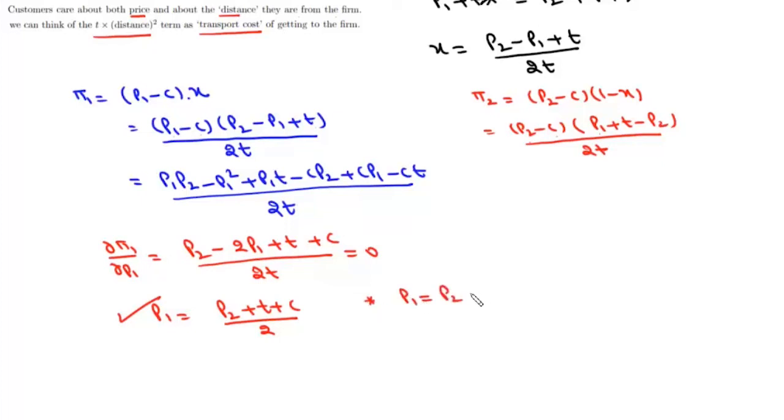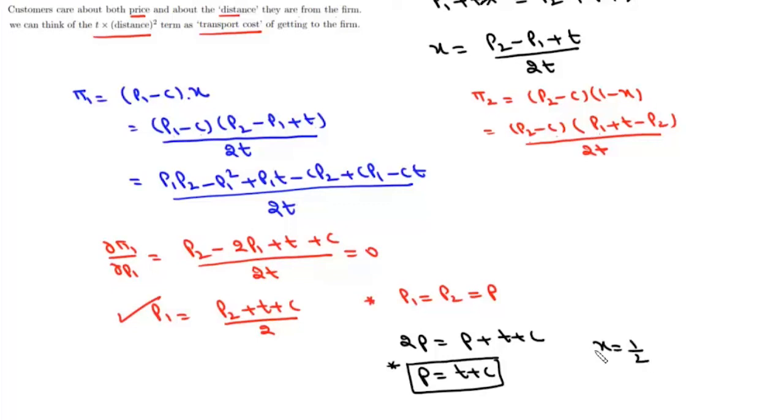Using symmetry, we say the Nash equilibrium of this game will be when P1 equals P2 and both are equal to P. From here we can write 2P equals P plus T plus C, so the value of P is T plus C. The unique Nash equilibrium of this game is when both firms charge the same price, equal to T plus C. At this price, since P1 and P2 are equal, the value of x is 1 by 2, so they split the demand equally between them.